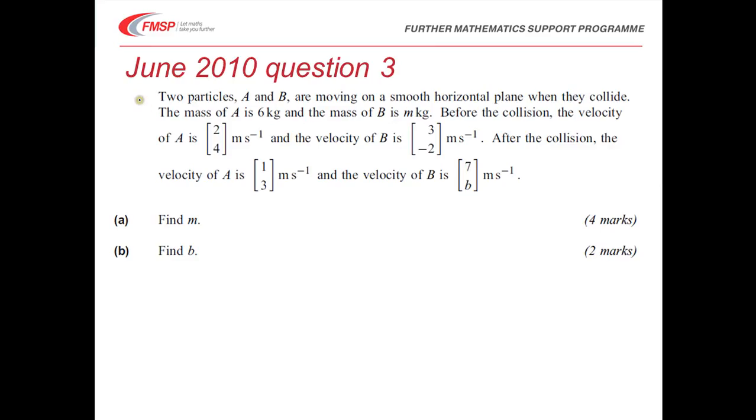So the question says, two particles A and B are moving on a smooth horizontal plane when they collide. The mass of A is 6 kilograms and the mass of B is m kilograms. Before the collision, the velocity of A is given by the vector (2, 4), and the velocity of B by the vector (3, -2). After the collision, the velocity of A is given by the vector (1, 3), and the velocity of B is given by (7, b). So we're asked in part A to find the mass m of this particle B.